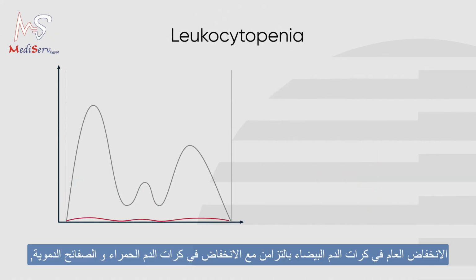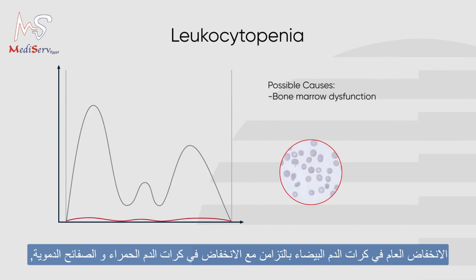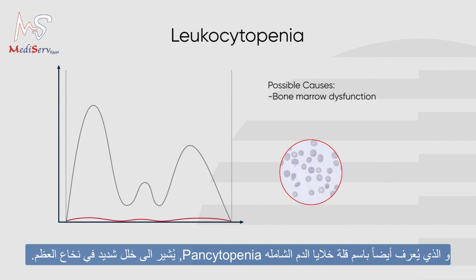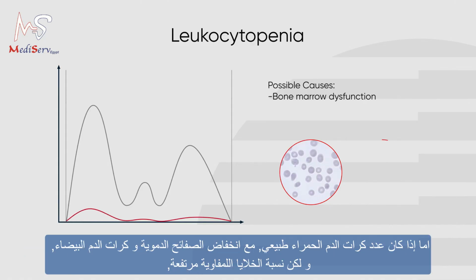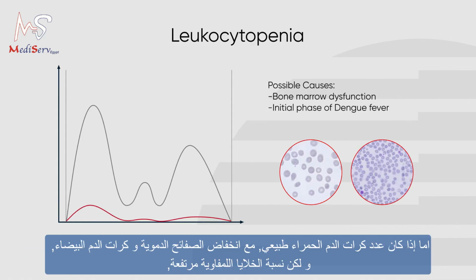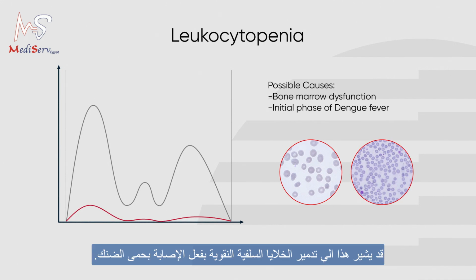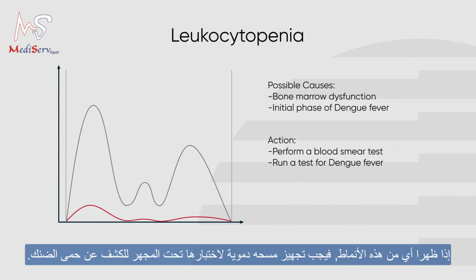A general decrease of the leukocytes in combination with a decrease of red blood cells and platelets, also called pancytopenia, indicates a severe bone marrow dysfunction. If instead, the red blood cell count is normal, the platelets and white blood cells are low, but the lymphocyte ratio is high, this can be an indication of dengue-initiated destruction of myeloid progenitor cells. If any of these patterns occur, perform a blood smear and run a test for dengue fever.